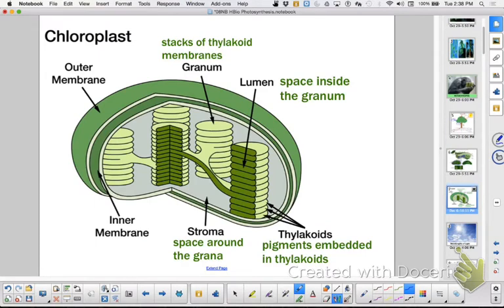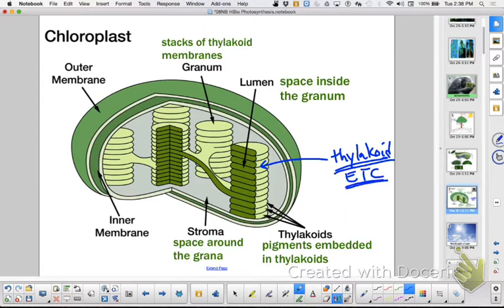You have these stacks of pancakes. What's the name of that membrane right there? Thylakoid. What happens on that thylakoid membrane? ETC. Yes, how many of them? 2, right? Photosystem 2 and photosystem 1. So on the thylakoid membranes, you have your electron transport chains.